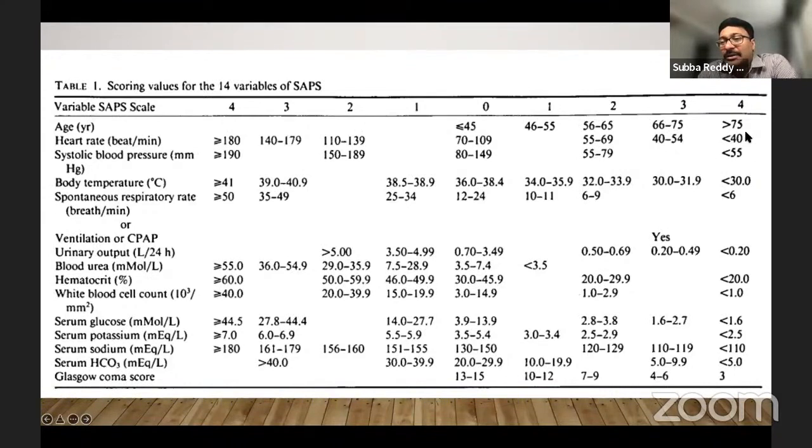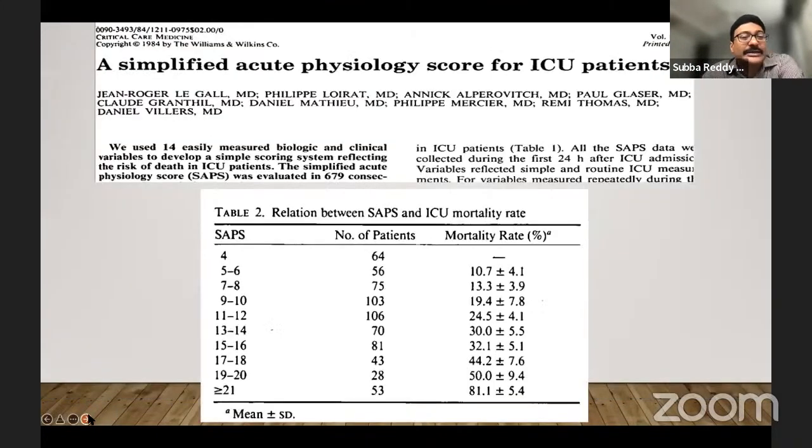If it is 46 to 55, you will get 1 score. Like that, they divided. If the heart rate is less than 40, if the patient is extremely bradycardic, you will get a high score. And if the patient is extremely tachycardic, then you will get a high score. High sodium will get a high score, low sodium will again get a high score. So these are the physiological variables we see in SAPS.